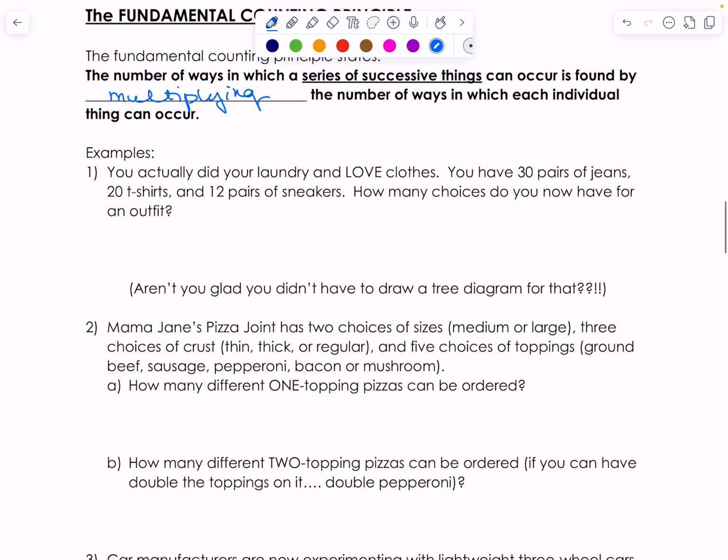So you actually did laundry and you just love clothes. Now you have 30 pairs of jeans, not just 2, 30 pairs of jeans. You've got 20 t-shirts and 12 pairs of sneakers. How many choices would you have now? Well, again, we just take my 30 jeans, my 20 t-shirts, and my 12 sneakers, and multiply all those together. 7,200 outfits. That's a lot. I would never make you draw a tree diagram with that many outfits.